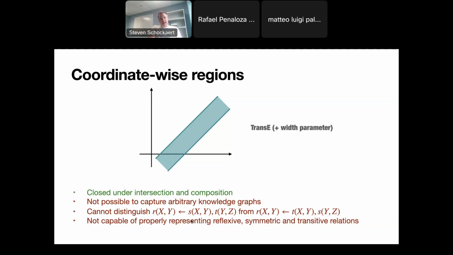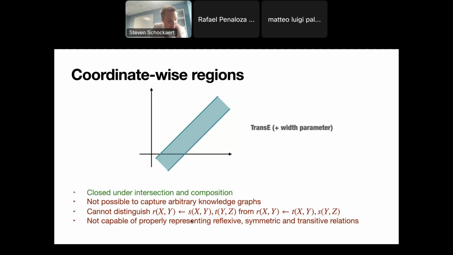But trans-E has a lot of limitations. It's not capable of capturing arbitrary knowledge graphs. So that's a well-known result. And if we think about capturing rules, it's quite easy to see also that it's very limited in what kind of rules it can satisfy. In particular, as an example, it cannot capture the ordering in which the atoms or the relationship in the body appear.